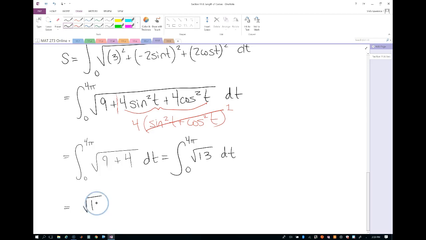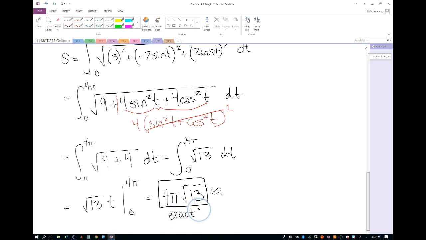And with respect to t, that would be square root of 13 t from 0 to 4 pi, which would be 4 pi root 13 minus 0. So for an exact answer, we could say 4 pi root 13. Or for an approximate answer, we could type this into our calculator, get a better idea of exactly how long this is. Sometimes when we have those irrational numbers in there, it's hard to tell how long our path really is. And it's about 45.3 units long, and that would be our approximate answer.